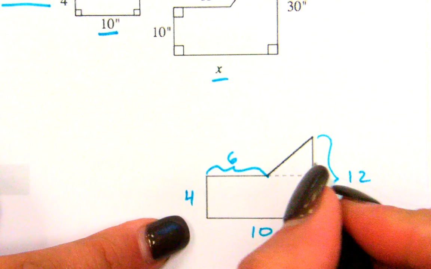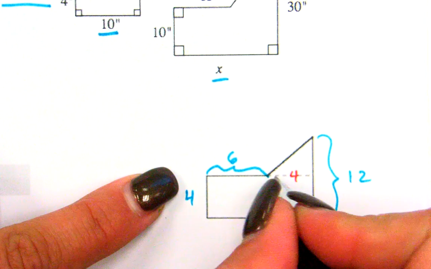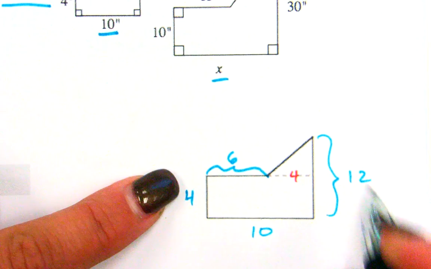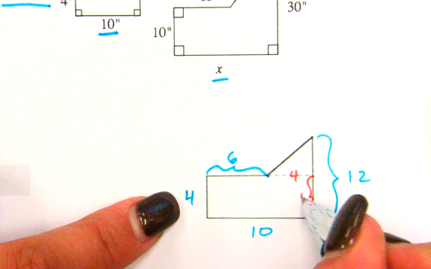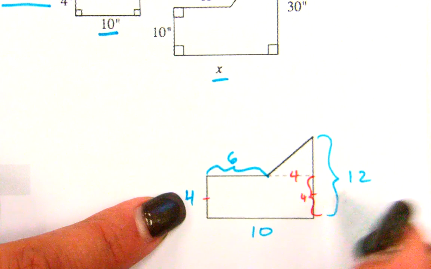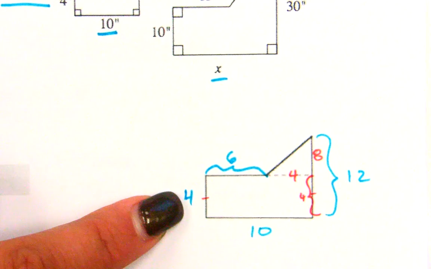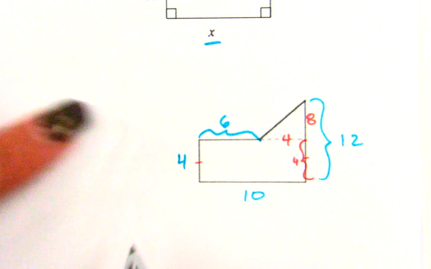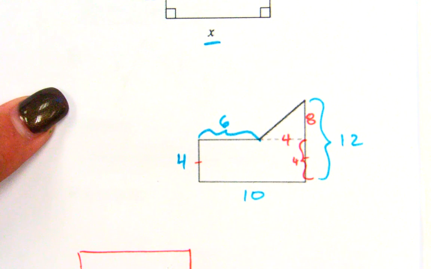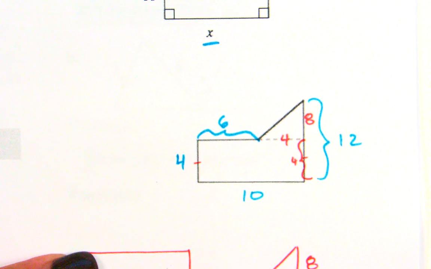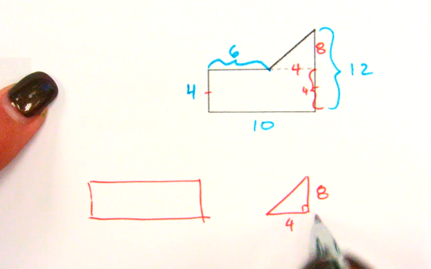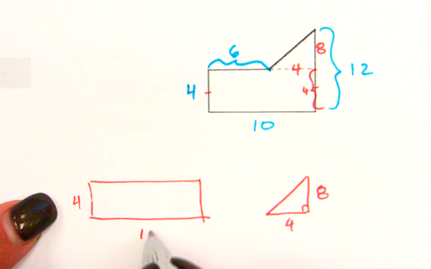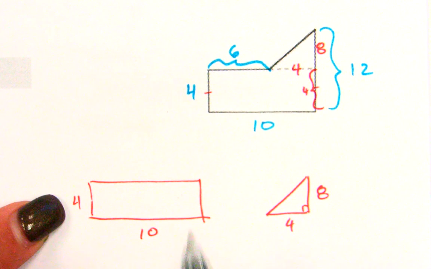So let's see, if this whole thing is 10, then we have 4 over here, so this dotted line is 4. And then the whole thing from here to here, well, that's 4 because it has to match up on the other side. So that means this part must be an 8. Okay, so now you really have a rectangle and you really have a triangle. Your triangle has a base of 8. And your rectangle is 4 by 10, right?